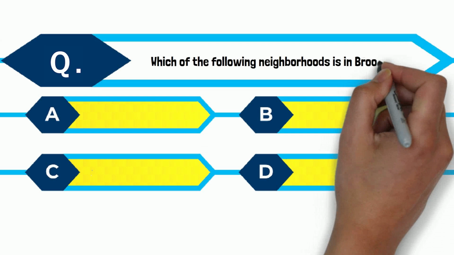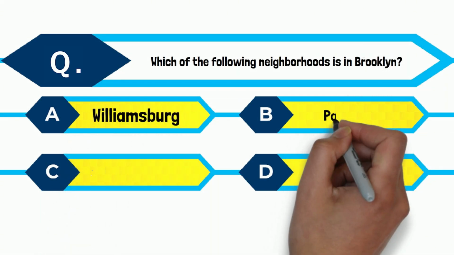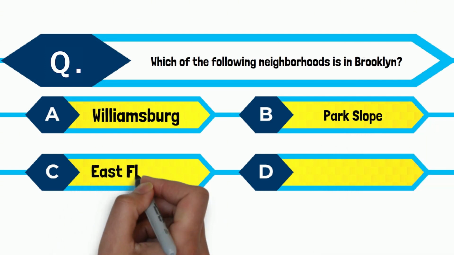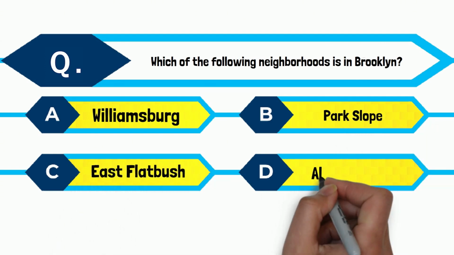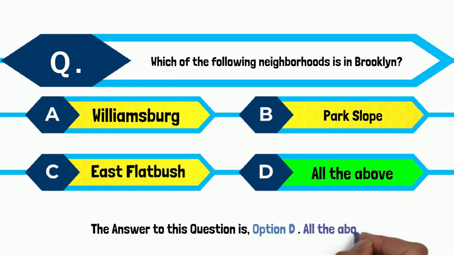Which of the following neighborhoods is in Brooklyn? Option A, Williamsburg. Option B, Park Slope. Option C, East Flatbush. Option D, all the above. The answer to this question is option D, all the above.